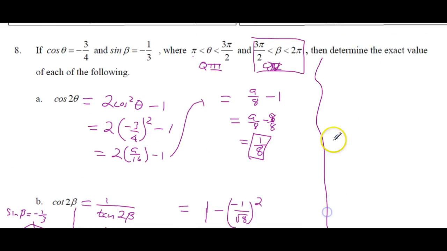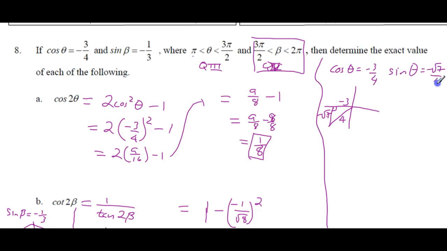So cos theta is negative 3/4. Theta is in quadrant 3. So the x value is negative 3, and the r value is 4. This will be the square root of, and here's where it's going to get tricky, 16 minus 9. This is root 7, but it's going down, so it's negative root 7. So sine theta is negative root 7 over 4.